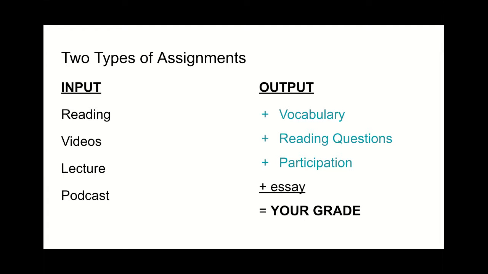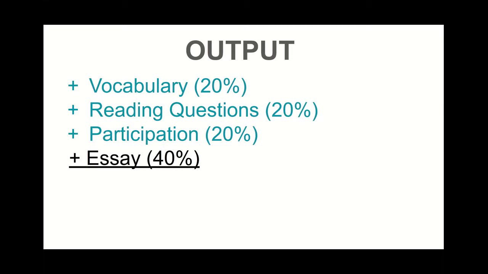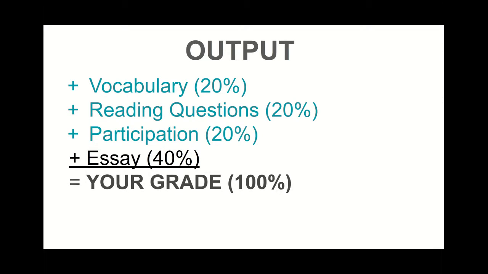I've highlighted these in green because every Sunday you'll have at least these three things due: vocabulary flashcards or a quiz, reading questions, or I should say reading responses to the questions, and participation. Output. Again, here are the breakdowns for percentages. Vocabulary is 20% of your grade. Reading questions are 20% of your grade. Participation is 20%. And finally, your essay is 40%. It's a grand total of 100% of your grade.